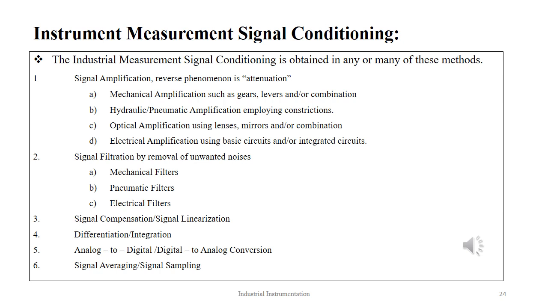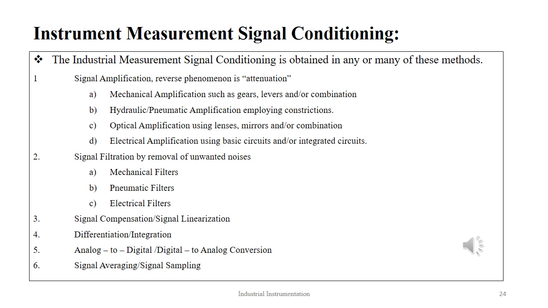Industrial measurement requires a lot of signal conditioning for careful validation of the data. The different types of signal conditioning are signal amplification. The reverse phenomenon is called attenuation. The signal amplification can be mechanical amplification such as gear, lever, or a combination of both, hydraulic or pneumatic amplification, optical amplification, or electrical amplification.